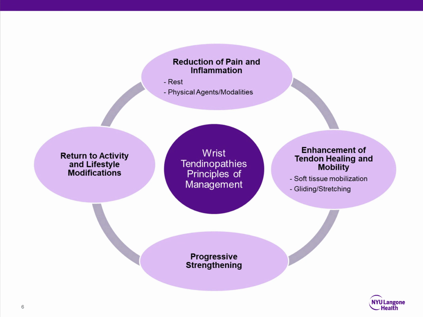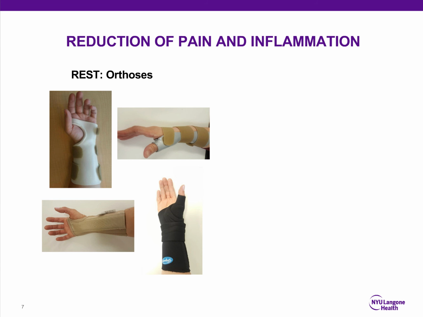The general principles of management for wrist tendinopathies are, first, the reduction of pain and inflammation. Second, the enhancement of tendon healing and mobility. Then, when the symptoms subside, we can progress to strengthening. And finally, the return to previous level of activity and lifestyle modification. So I'm going to go over each one of these.